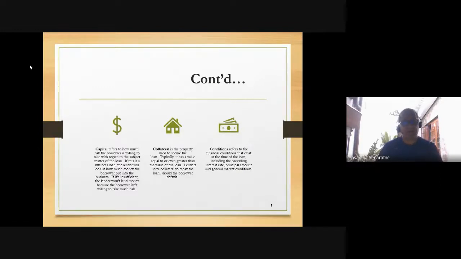Now capital refers to how much risk the borrower is willing to take with regard to the subject matter of the loan.